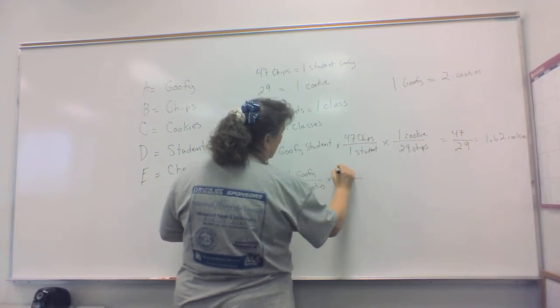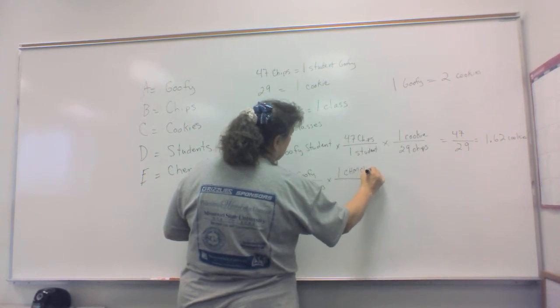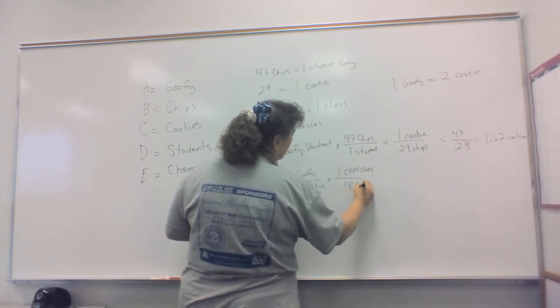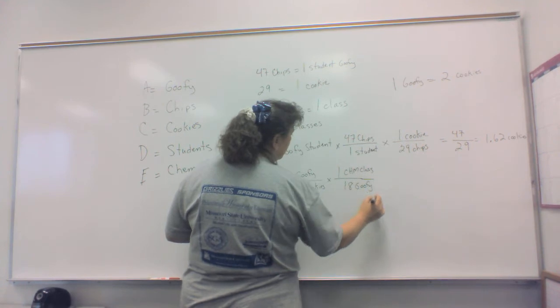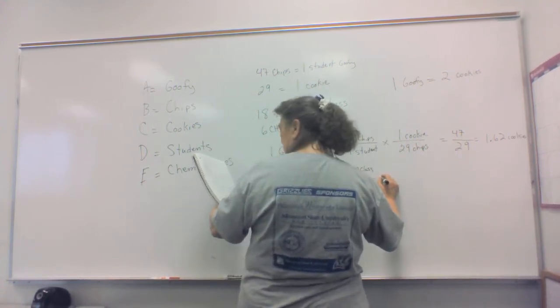times 1 chem class to 18 goofy, because that's how many goofy students there are. So that is going to equal what?